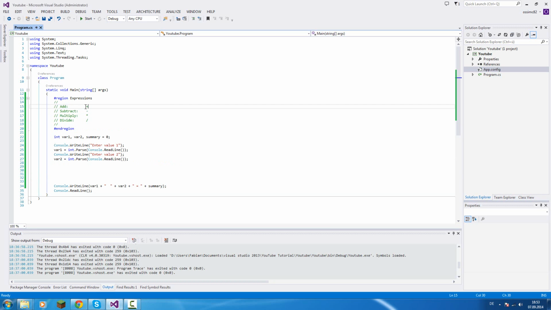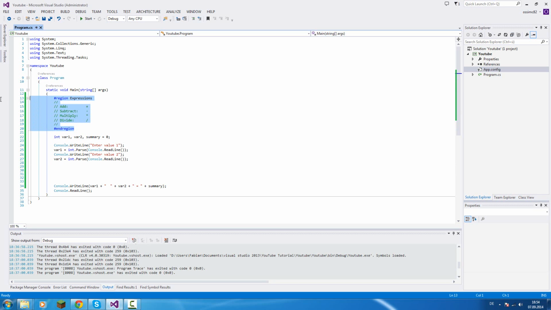The math operators in C# are: if you want to add two values, you use the plus. If you want to subtract two values, you use the minus. If you want to multiply some values, you use the star. And if you want to divide two values or more, then you use slash. Okay.